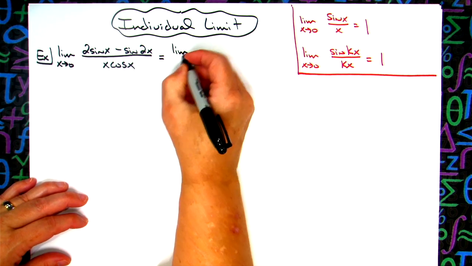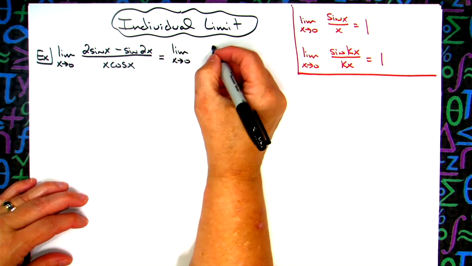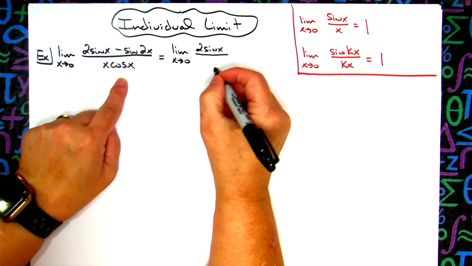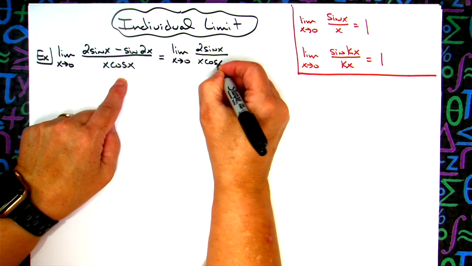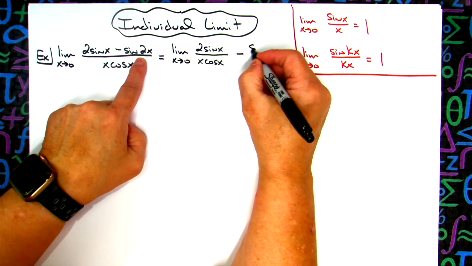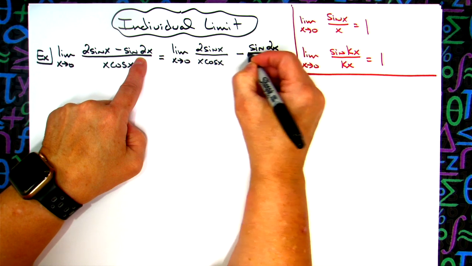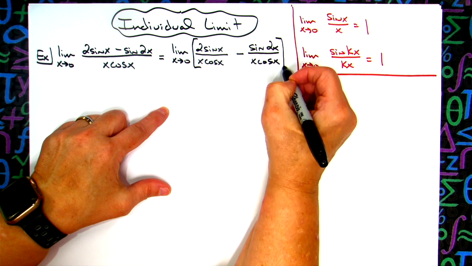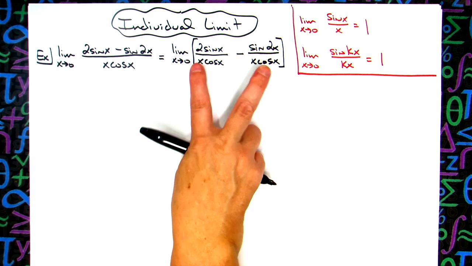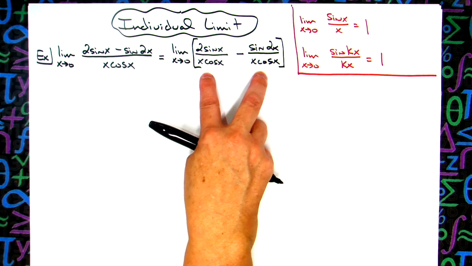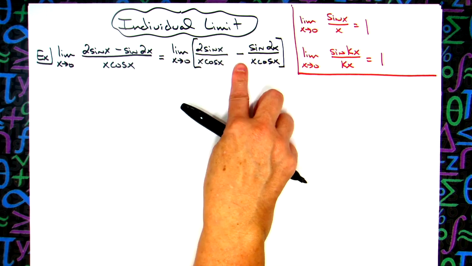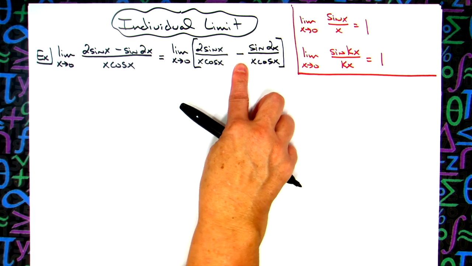So I'll have the limit as x approaches 0. My first fraction will be 2 sine x over that denominator of x cosine x, and then minus the sine of 2x all over the x cosine x. All right, so I'm taking the limit of that entire quantity. Now I'm going to start manipulating this. I can use my property of limits that says I can take the limit of the first one and the limit of the second one and subtract. I'm not going to write that one out separately. We'll just do it as I manipulate this next step.